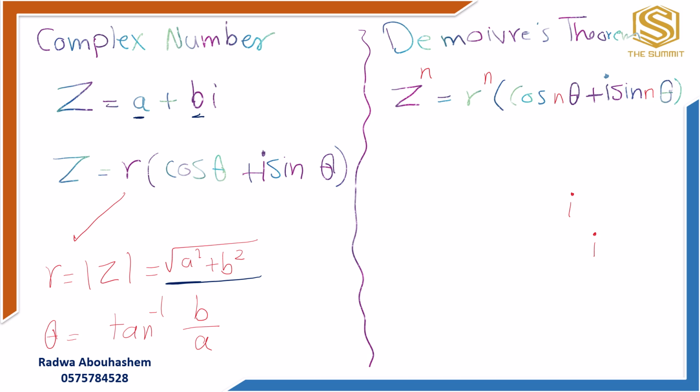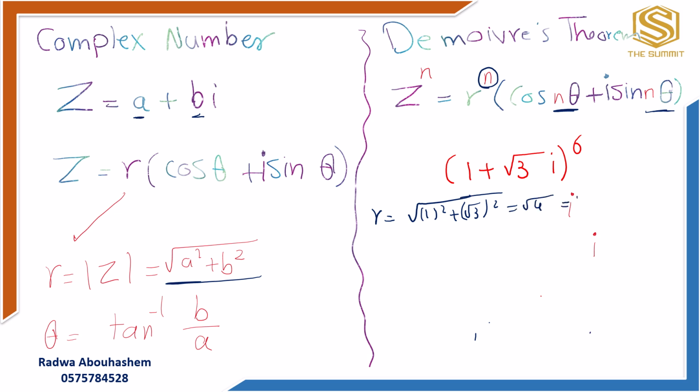So here, whatever the power you have, you're going to raise it on r and multiply it to theta. Let me give you an example to understand this. You have 1 plus root 3i to the power of 6. Now let's convert it. If I want to get the r, this means I have to square it, right? So r equals square root of 1 power 2 plus root 3 power 2. So it's root 4, which is 2.